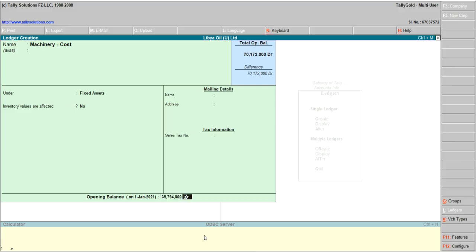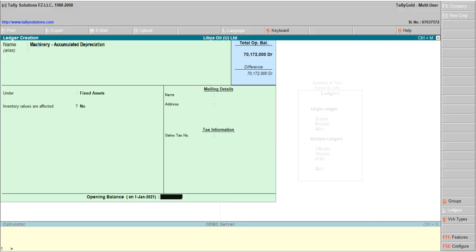39,794,000. It's a debit. Enter. Accept. Now you're going to create the depreciation ledger account. So you'll say, okay, machinery. I don't want to use caps. Machinery accumulated depreciation. Yes, it's a fixed asset.